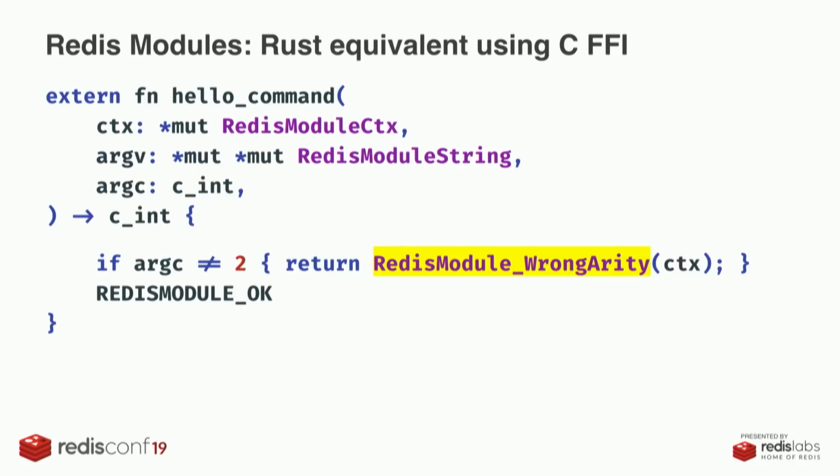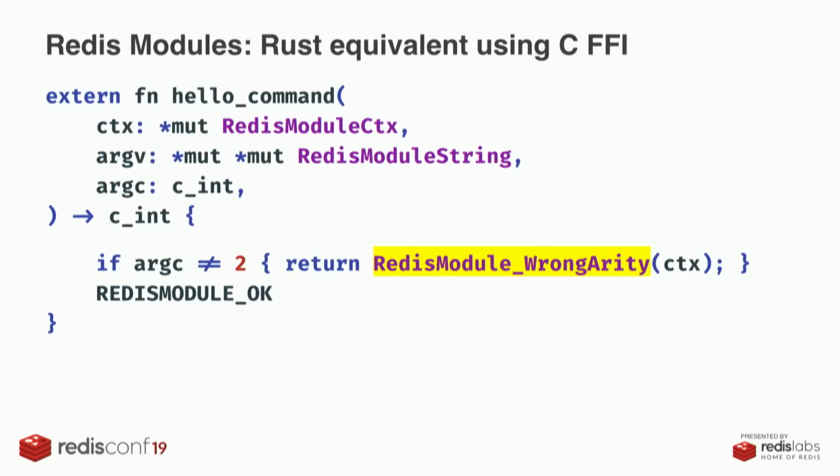Doing this in Rust would be very similar. If argc is not 2, then return and call the built-in function. It's very simple. You don't have to say anything special. We just call the built-in function. Unfortunately, or rather fortunately, this code will not compile.